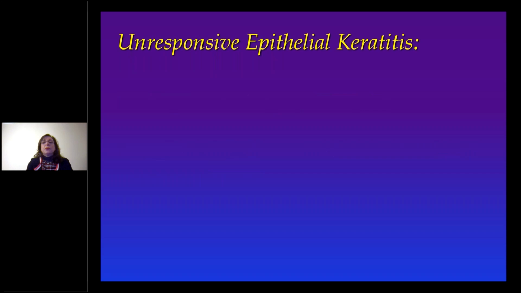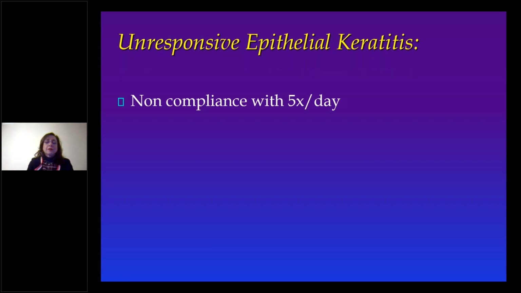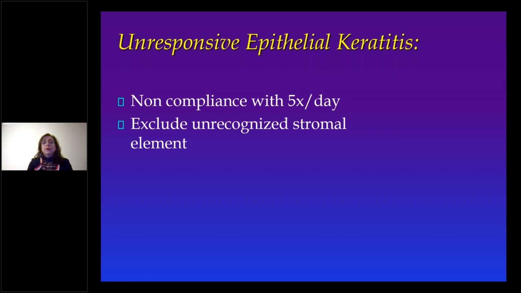What about unresponsive epithelial keratitis? So you've given your acyclovir, you think it's a dendrite, and the patient is not responding, and the dendrites are not resolving. So think, is the patient compliant? And ask the patient, because sometimes they say, oh, I put it 4 times sometimes and 3 times sometimes, so not compliant. You have to exclude unrecognized stromal elements, because if that is affected, then you might need anti-inflammatory or steroids, and the antiviral alone will not be good enough, and that will require you to refer the patient to the hospital to be seen and examined properly with a slit lamp.